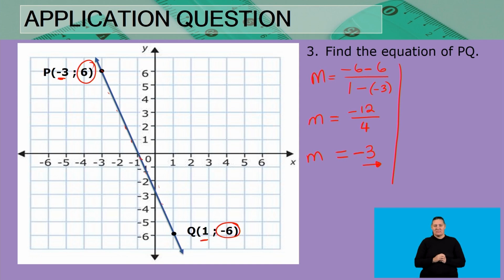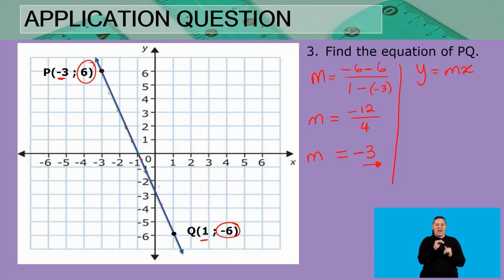Now, how do we find the equation? We now need the y-intercept. So let's find that using our standard form, y = mx + c. We are going to substitute y, we're going to substitute the gradient, which we have as our -3, and we're also going to substitute the x value, all of this so that we can find our y-intercept.